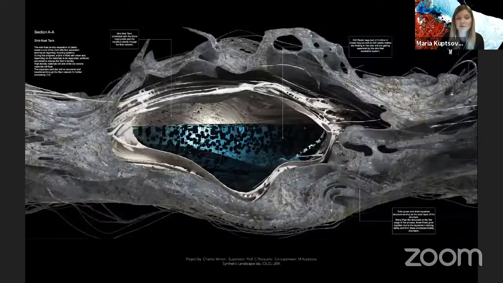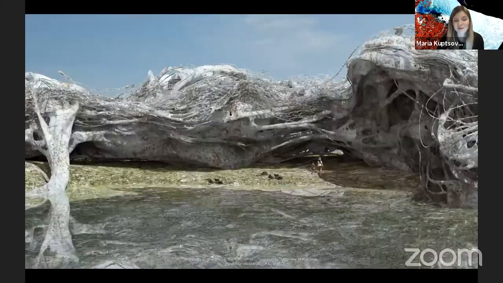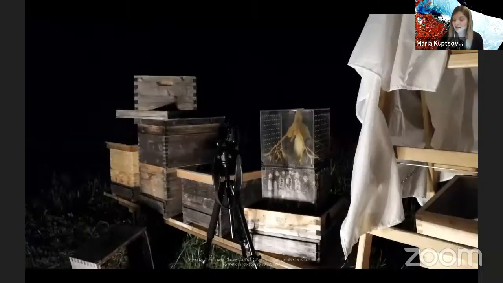And these are some proposals that our students are doing, for a project by Charles Lurion, in order to create these mycelium structures. I switch to the next project by Stefan Fuchs, who is working with the bees' intelligence.